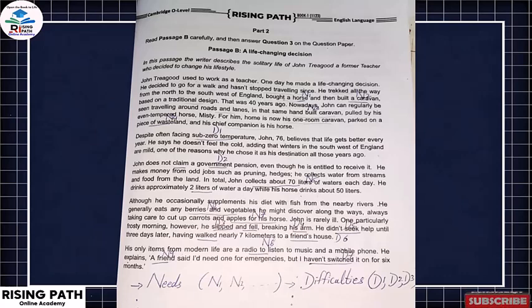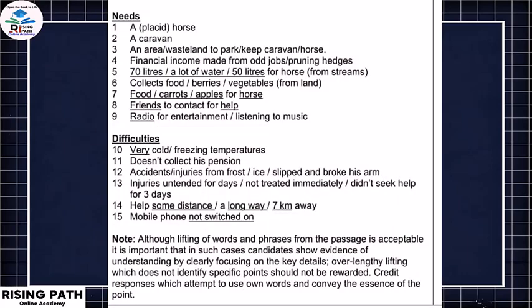As you can see in the first paragraph, N1 is bought a horse, built a caravan, so these were his needs. Then N3 and N4, built caravan, then wasteland, and you can see the difficulties also. The difficulties and the needs are mixed, so you have to identify. So when you're reading, just underline and mark D1, D2, D3. We have 7 points for difficulties, and for the needs we have almost 8 points.